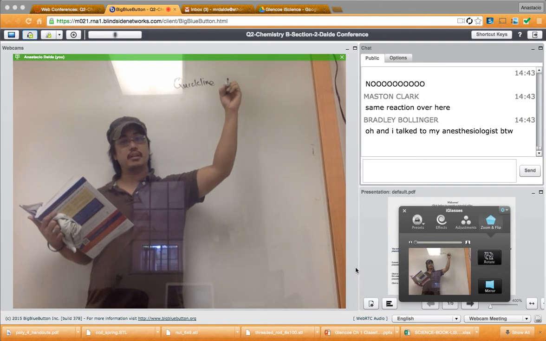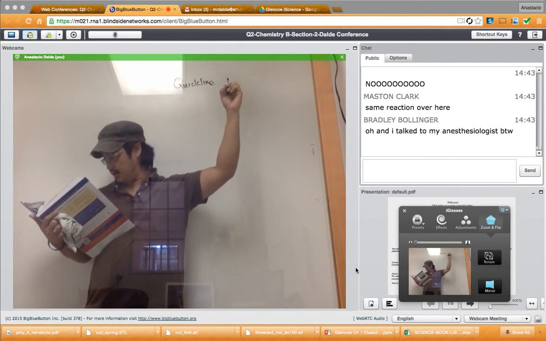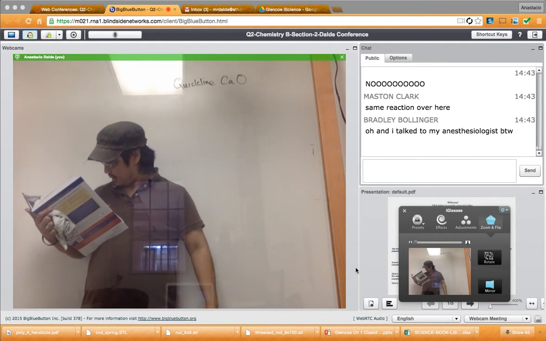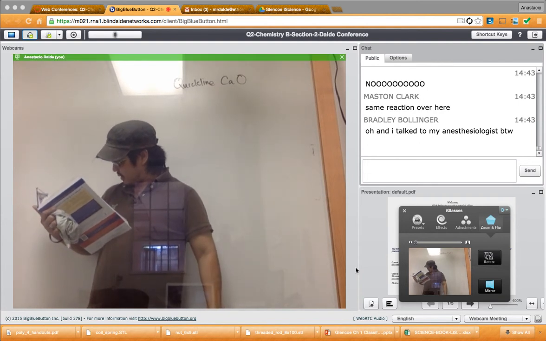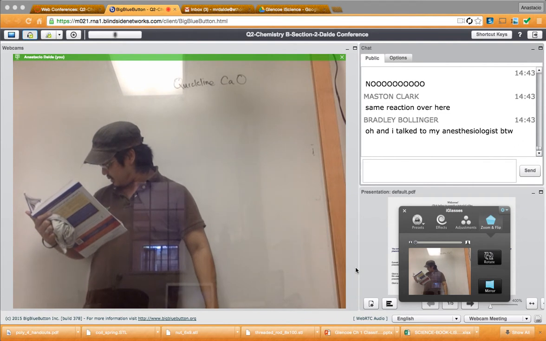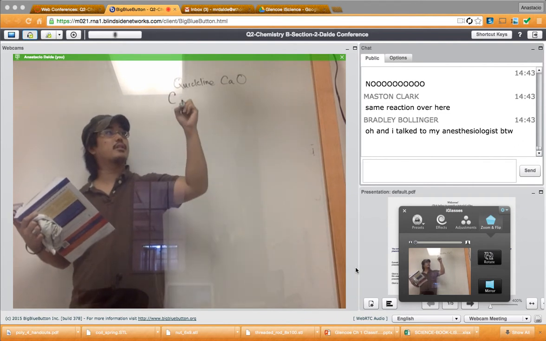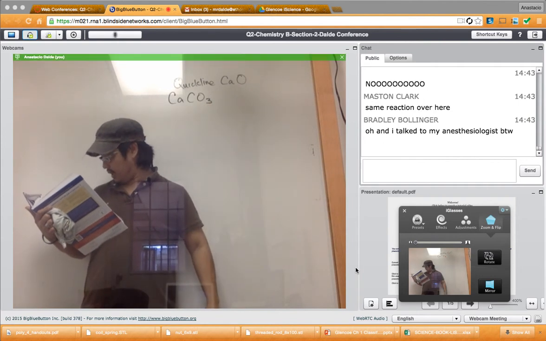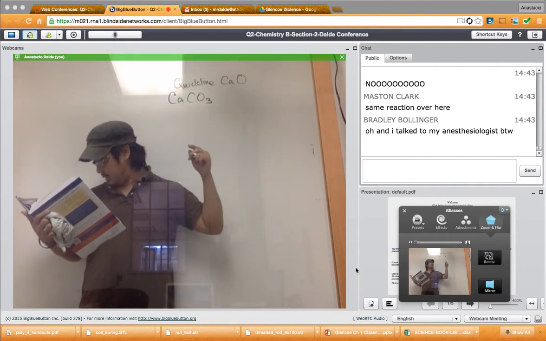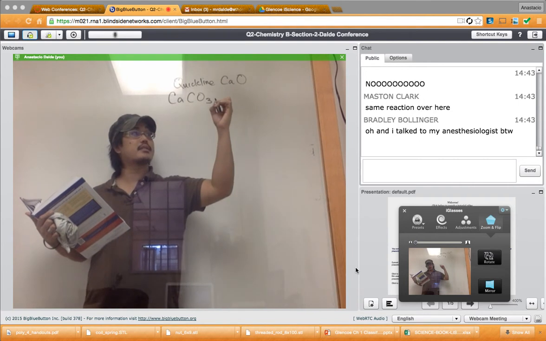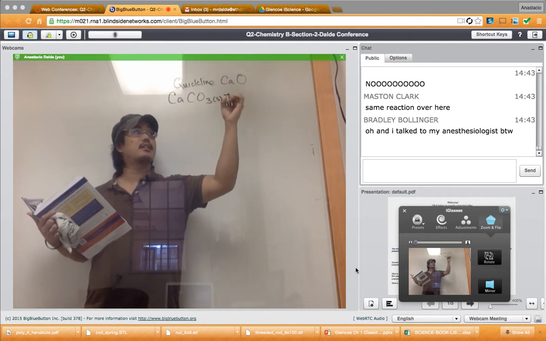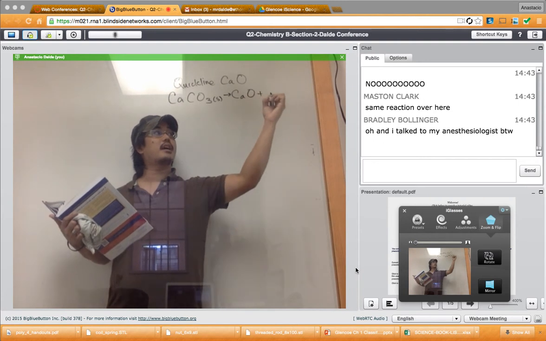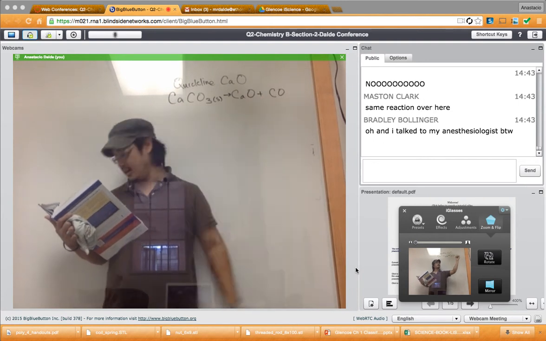Quicklime, the equation is calcium oxide. Calcium oxide is produced by the thermal decomposition of calcium carbonate. So calcium carbonate, CaCO3, which is a solid, decomposes into quicklime, CaO, and carbon dioxide.